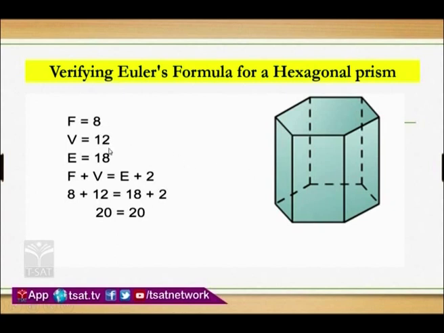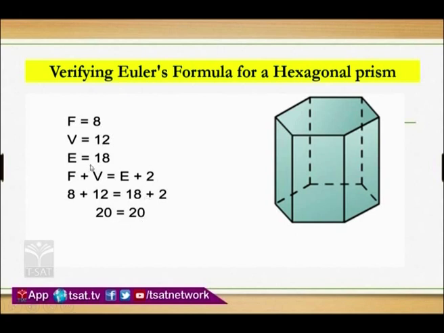How did we get 12 vertices here? Top 6, bottom 6. 18 edges: top 6 edges, bottom 6 edges, 6 plus 6 it is 12. And lateral are 6. Total it is 18 edges. Later, after completing the class, you draw the picture, take from YouTube and try yourself. Then you will understand once again. So here you substitute all the values. F plus V is equal to E plus 2. Now we got 20 is equal to 20.